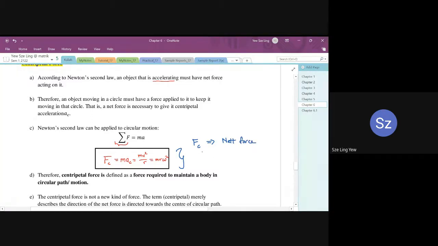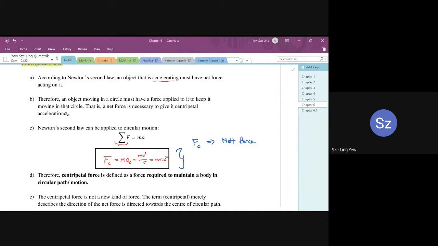It doesn't represent any basic type of force, which means you shouldn't put Fc in your free body diagram. It is not an individual force such as your tensions, your normal force, or the weight. It is just a total force. It represents net force. So you don't include it in your free body diagram, okay?